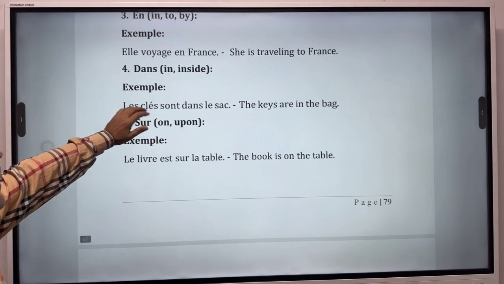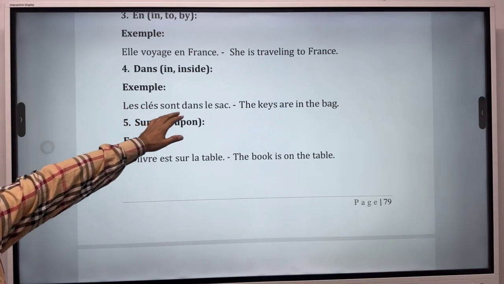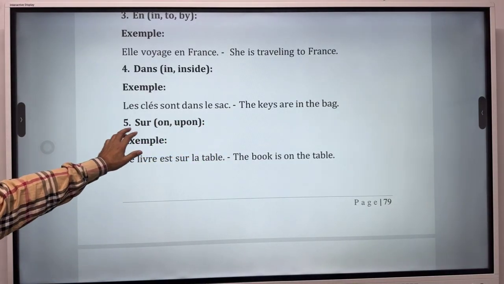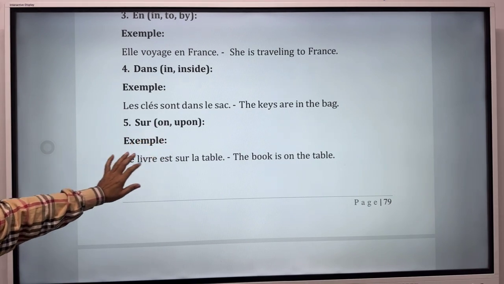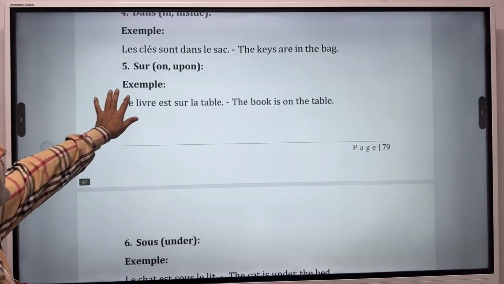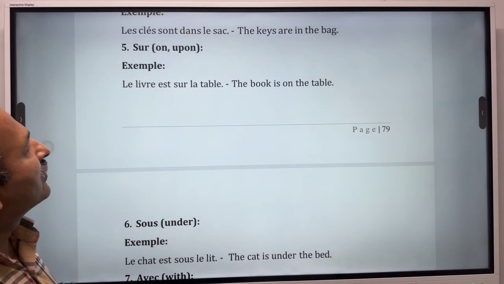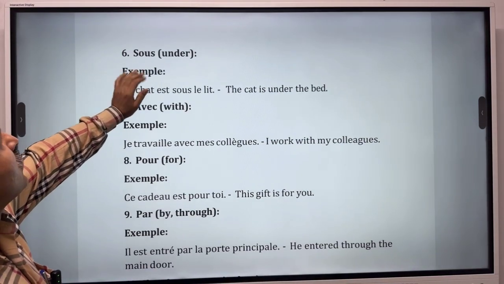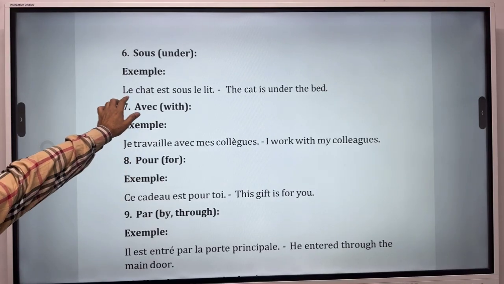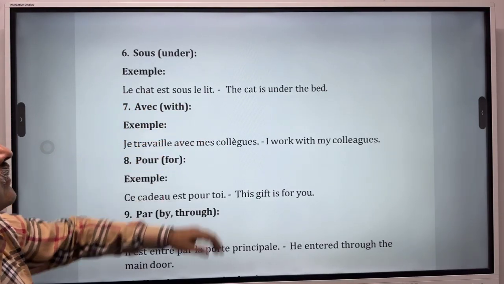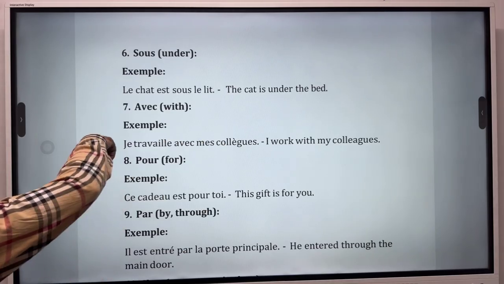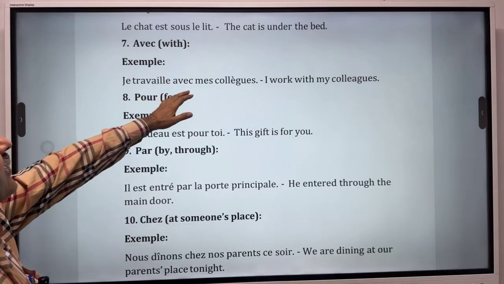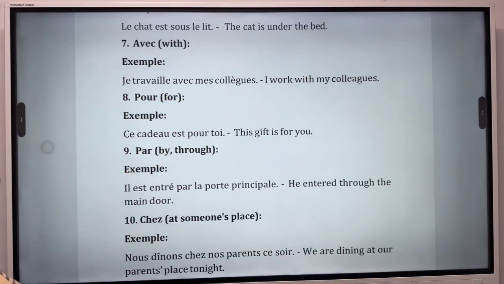Dans, in or inside, like les clés sont dans le sac, the keys are in the bag. Fifth one is sur, which means on or upon. Example, le livre est sur la table, the book is on the table. Then comes sous, which means under. Example, le chat est sous le lit, the cat is under the bed. Seventh one is avec, which means with. Je travaille avec mes collègues, I work with my colleagues.